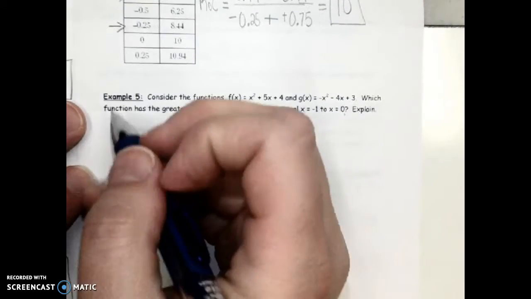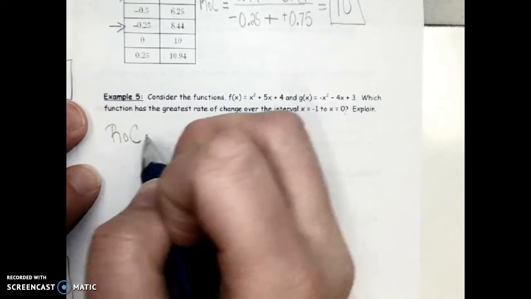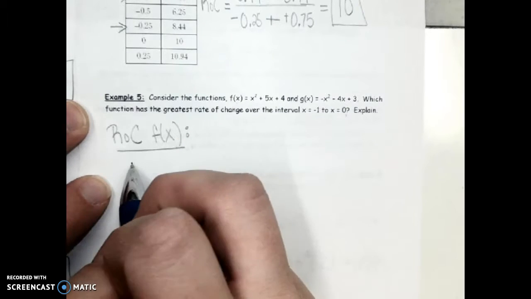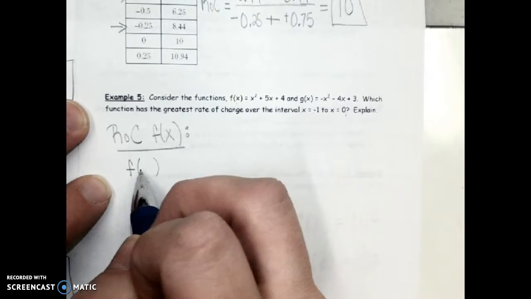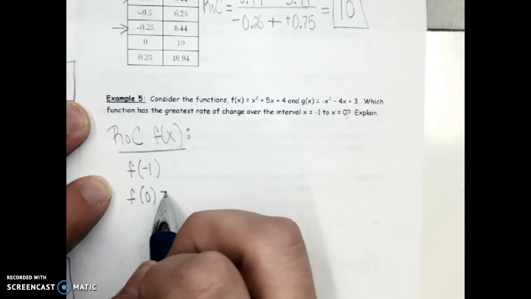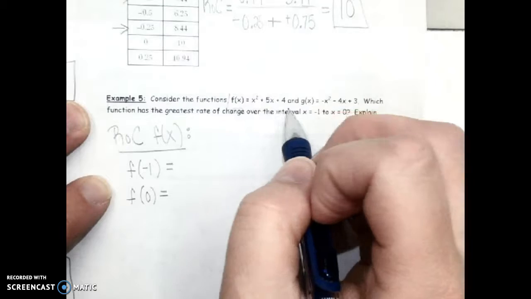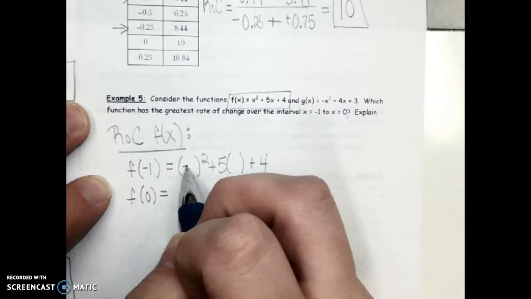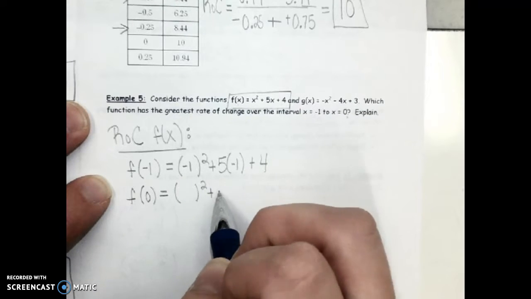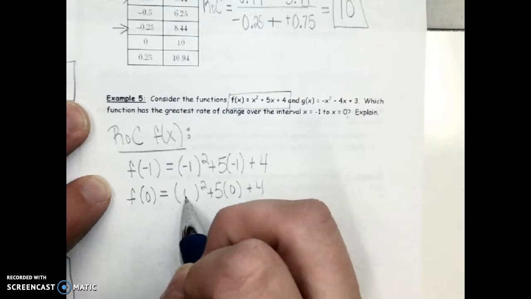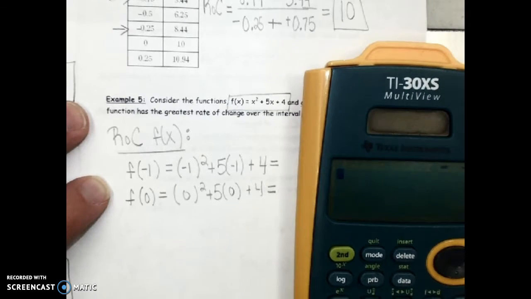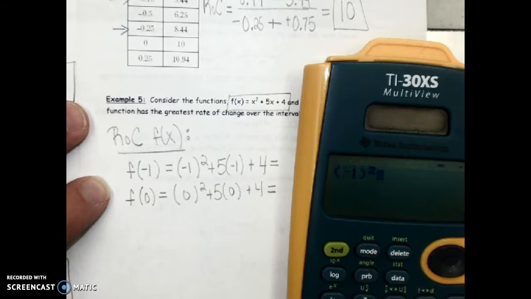So let's find the rate of change for f of x. Okay, this is how we're going to do it. We need f of -1. We need f of 0 because that's the interval we were given. Here's f of x. For every x, we're going to plug in our variables. We know in this one it's -1. We know in this f of 0, it's 0. Well, how am I going to get this answer, you ask? You got it. We'll plug it in the calculator. So I'm going to do -1 squared plus 5 times -1 plus 4. Enter. I got a 0.